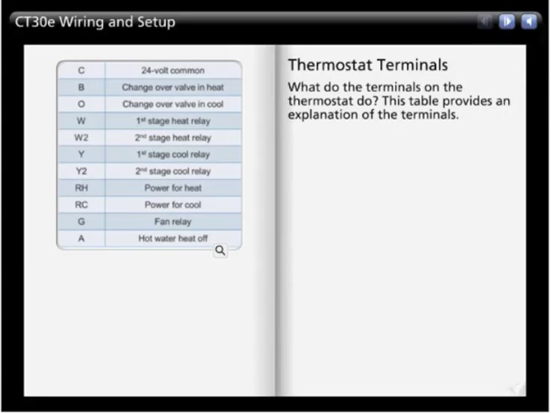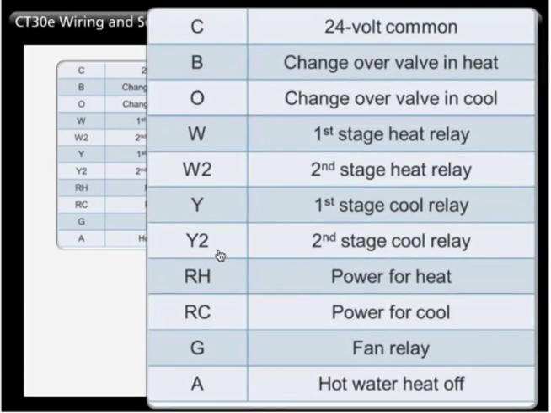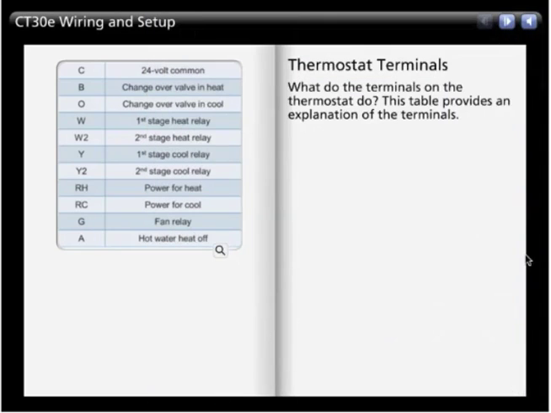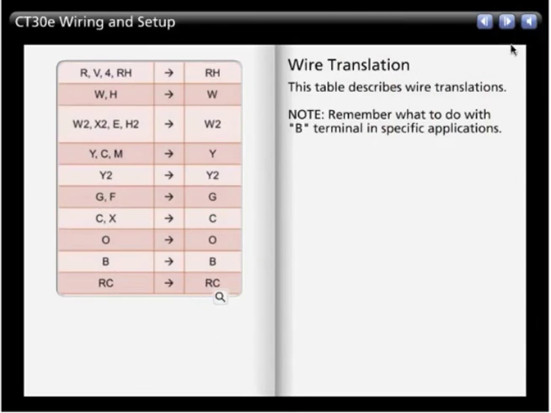CT30E wiring and setup. Thermostat terminals. What do the terminals on the thermostat do? This table provides an explanation of the terminals. Wire translation. This table describes wire translations. Remember what to do with B terminal in specific applications.